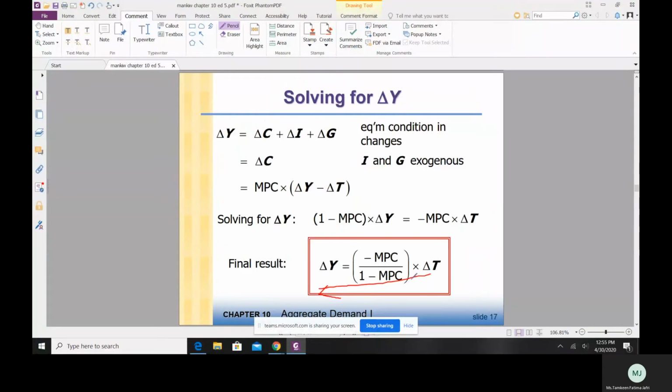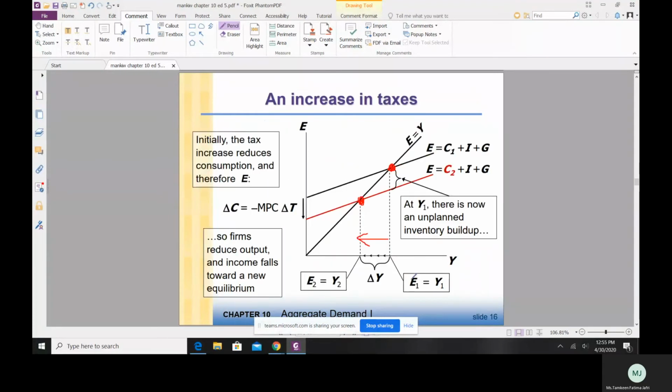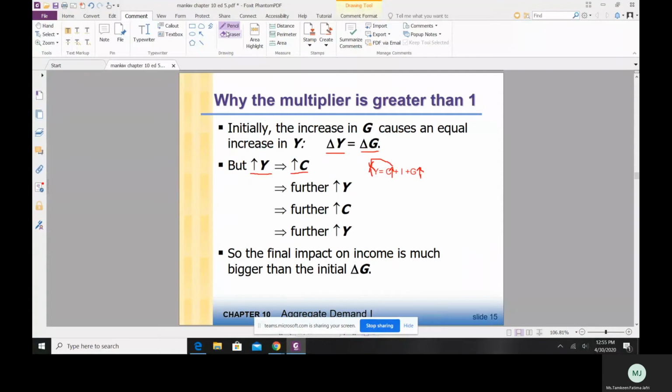Okay. So let me just explain you my way here. अच्छा, इस इक्वेशन के थ्रू हम देखते हैं. मैं एक्स्ट्रा चीजें इस पर कर देती हूँ, फिर आपको बेहतर समझ आएगा. I just want to compare what happens when G increases versus what happens when tax increases. But this will also be a quick revision of what we have done so far.